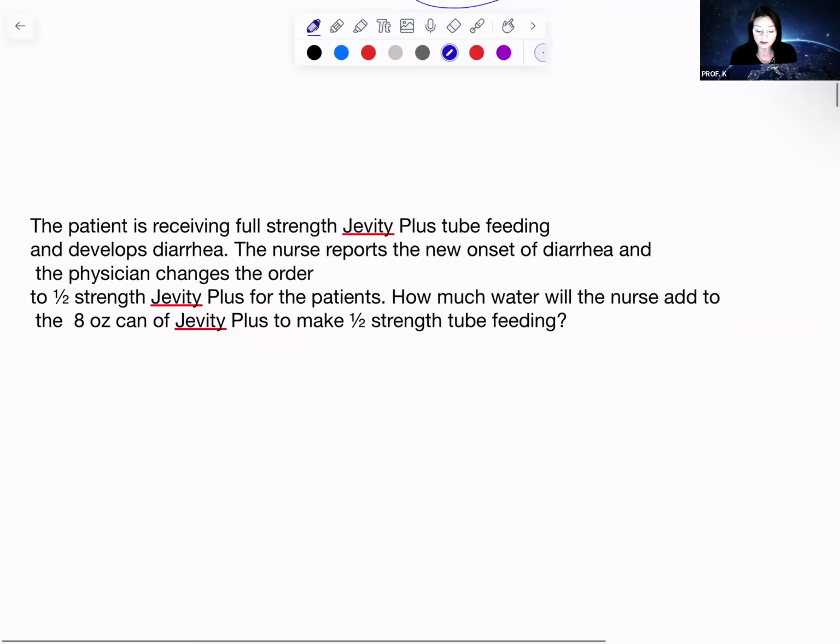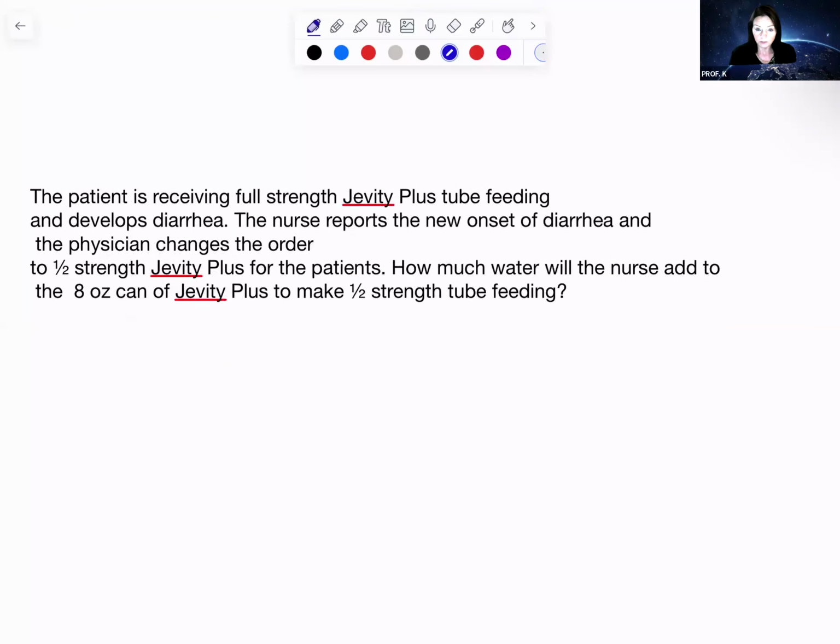Now we're getting nursey on this question. The patient was doing good. They were tolerating full strength. All of a sudden they get diarrhea. You call the doctor: Hey, doctor, patient developed diarrhea. He says, all right, we have to cut the full strength formula into half strength formula. And what you have in your pantry, or maybe what dietary delivers, is an 8-ounce can. So the question is still asking you, how much water will the nurse add?